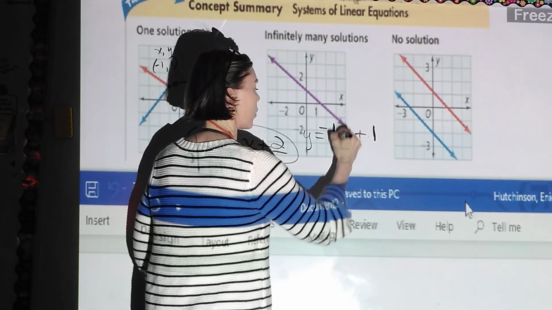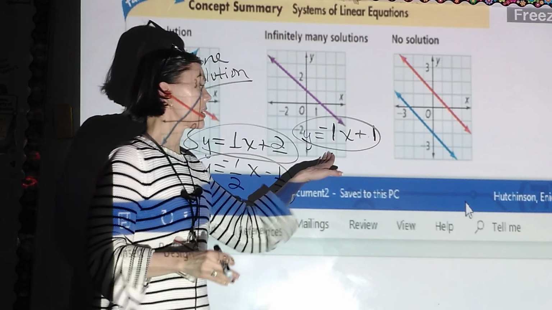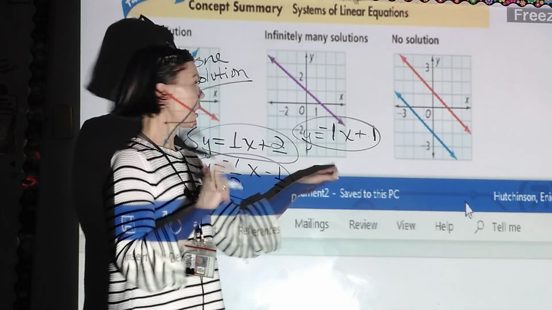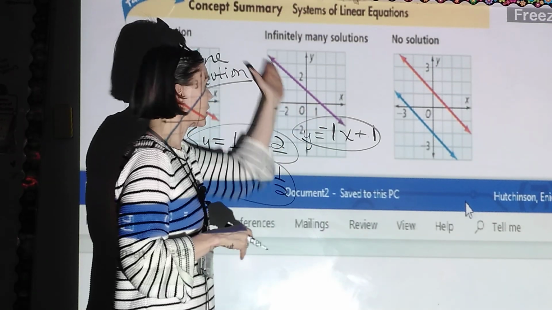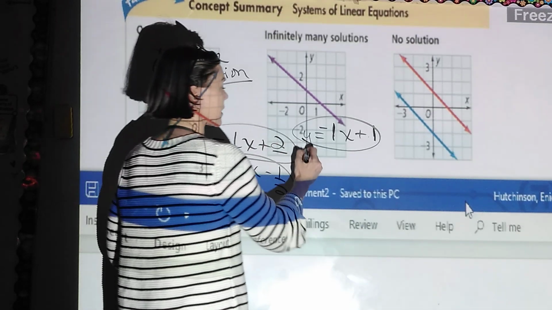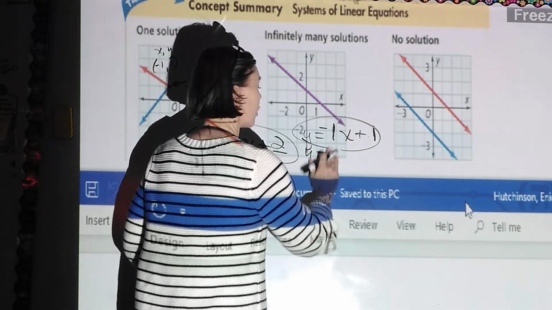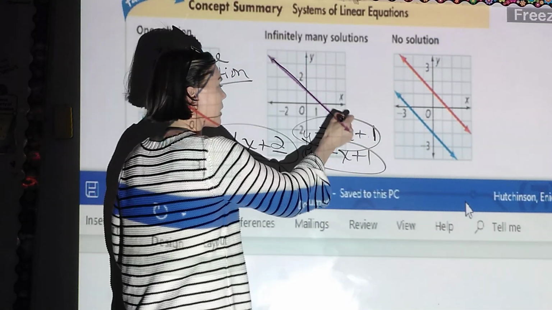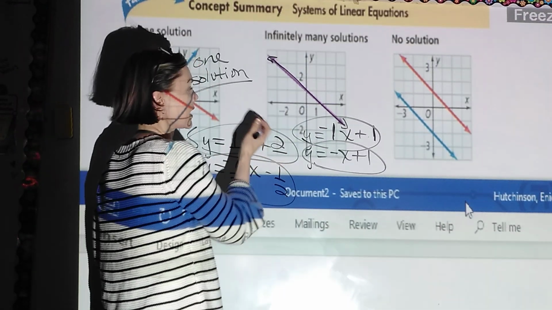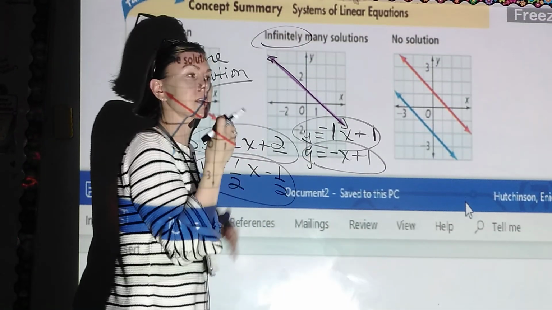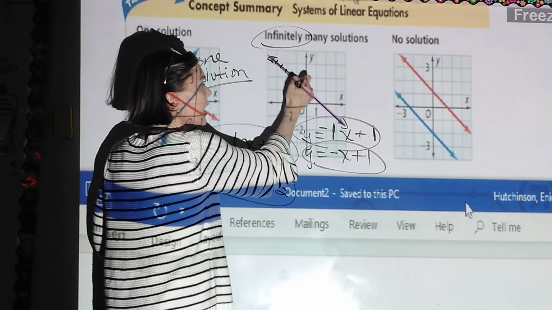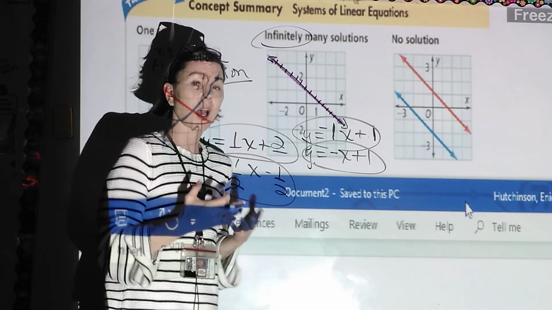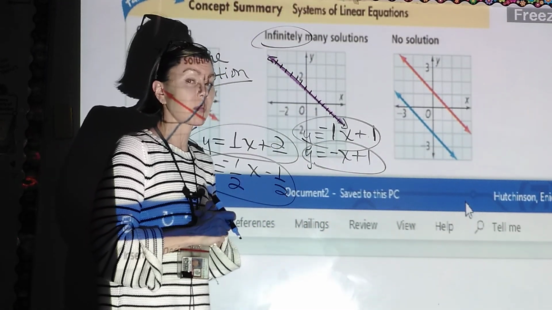What you need to know is that when you see the same equation graphed twice, it's going to look like there's only one line on the graph, but it's going to say y equals -x plus 1. If it's the same line graphed twice, it has infinitely many solutions, and the reason is that they agree every step of the way. It's the same line, so that's why this system has infinitely many solutions.